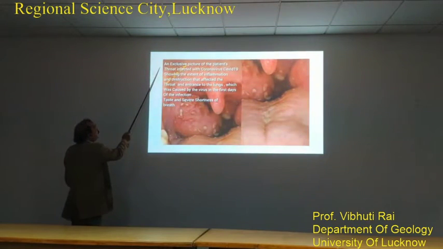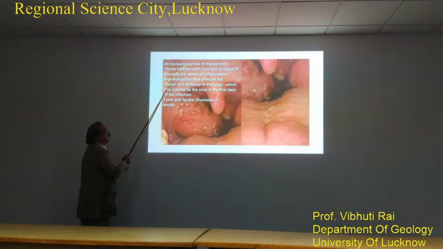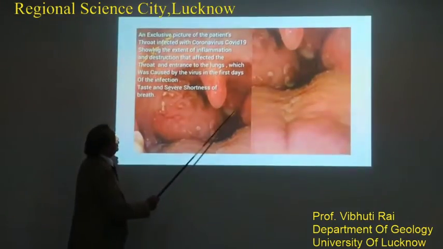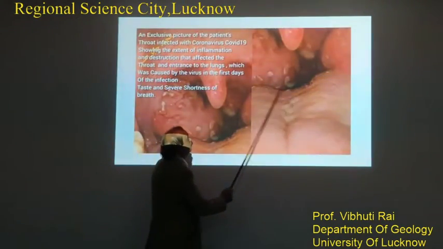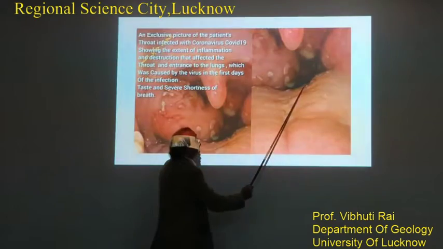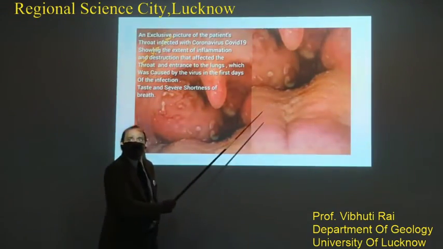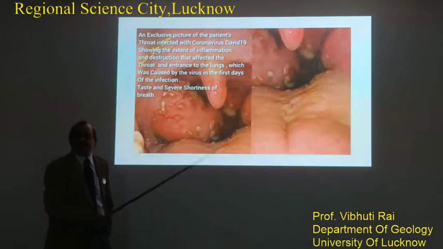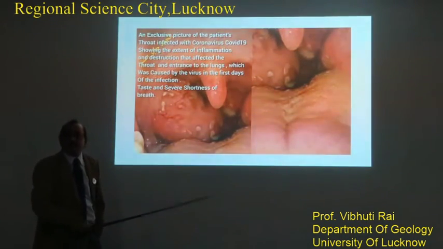An exclusive picture of the patient's throat infected with coronavirus COVID-19 showing the extent of inflammation and destruction that affected the throat and entrance to the lungs, which was caused by the virus in the first days of the infection. Loss of taste and severe shortness of breath were already there. So you can see this is the particular esophagus area where COVID-19 resides on the very first day, and that's why if early action is taken at that stage, it can actually help a patient. Next please.